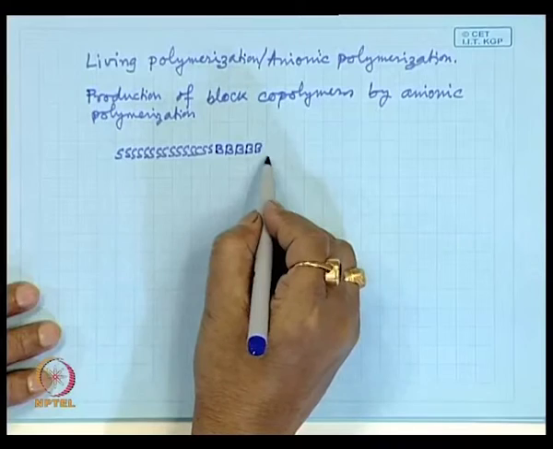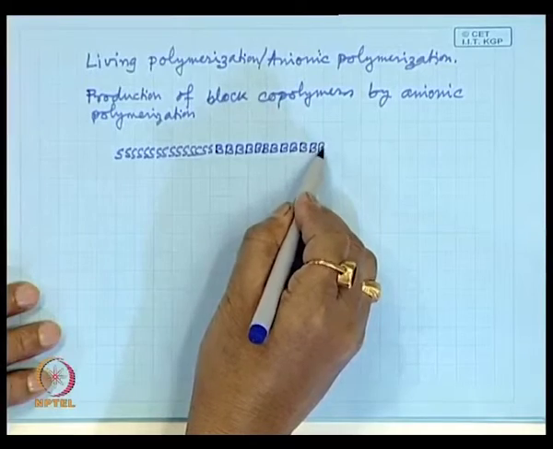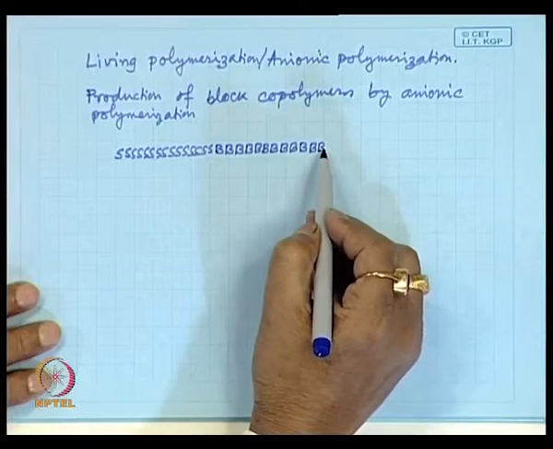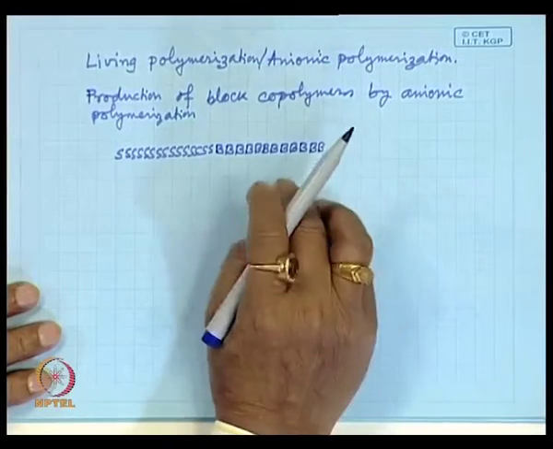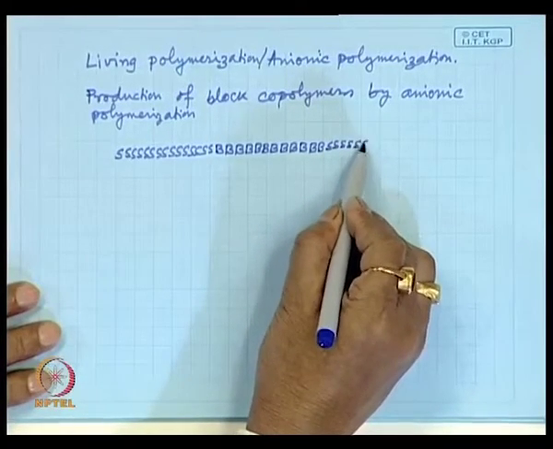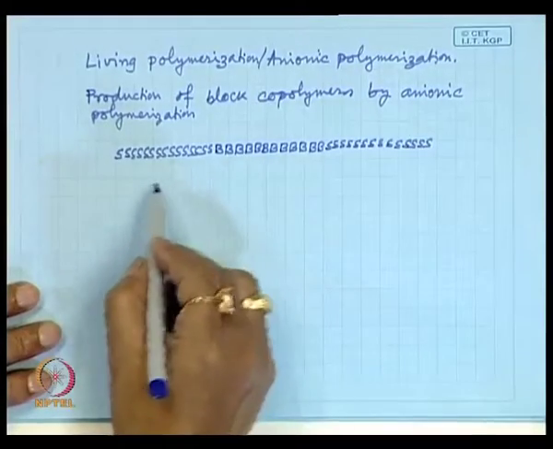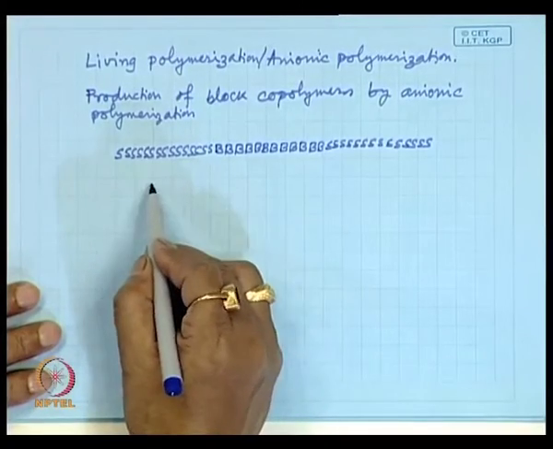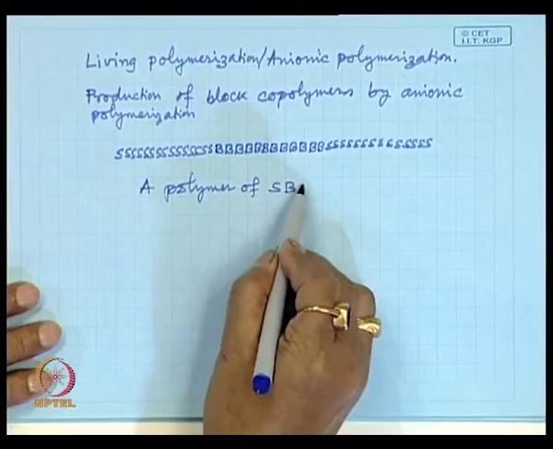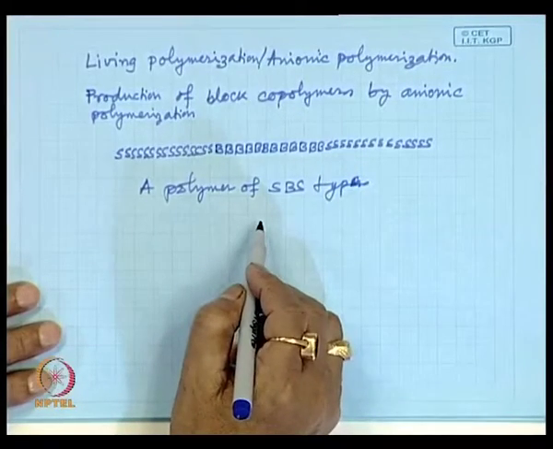So long as the butadiene monomer is present, it will continue to form a butadiene block. As soon as the butadiene is exhausted, it remains alive, then you add once again styrene. So, what you are getting? A polymer of SBS, styrene, butadiene, styrene block copolymer.